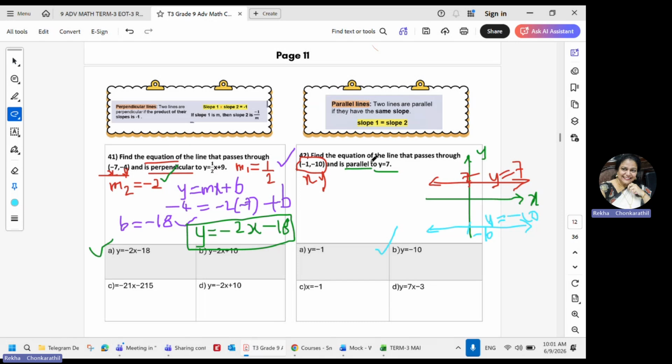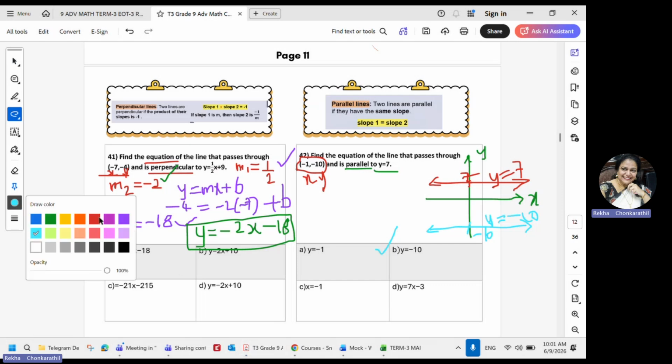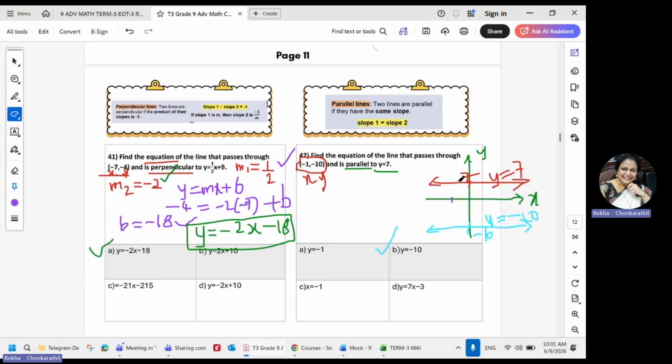What happens if I ask the line perpendicular to y equals 7? Then the equation would have been x equal minus 1. x equal minus 1 will be the line passing through minus 1 on the x-axis like this. This is called x equal minus 1, and this would have been your answer if the question was perpendicular instead of parallel. If it is perpendicular, then your answer would have been x equal minus 1. But because it is parallel, the answer is y equal negative 10.